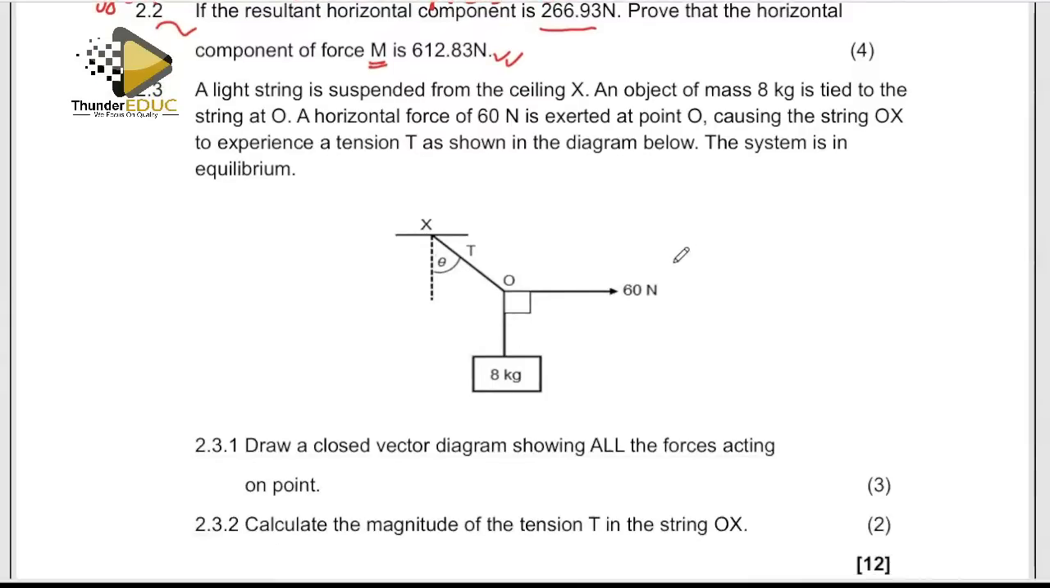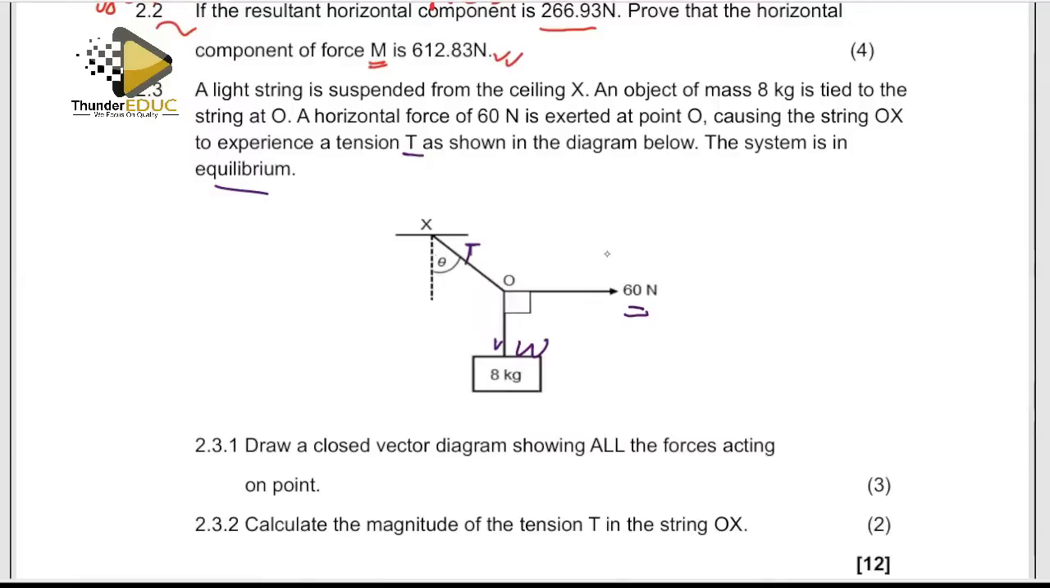An object of mass 8 kg is tied to a string, and a horizontal force of 60 newtons is exerted, causing the string to experience tension. The system is in equilibrium. Can we draw a closed vector diagram showing all the forces acting on the point? If this is the tension, there is a weight acting down, and this is the applied force. So let's combine everything.